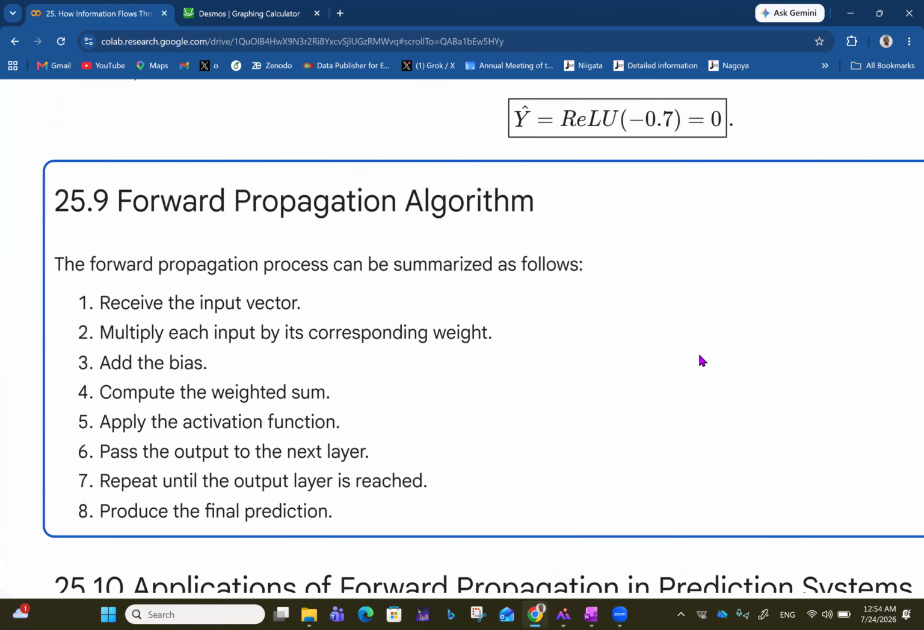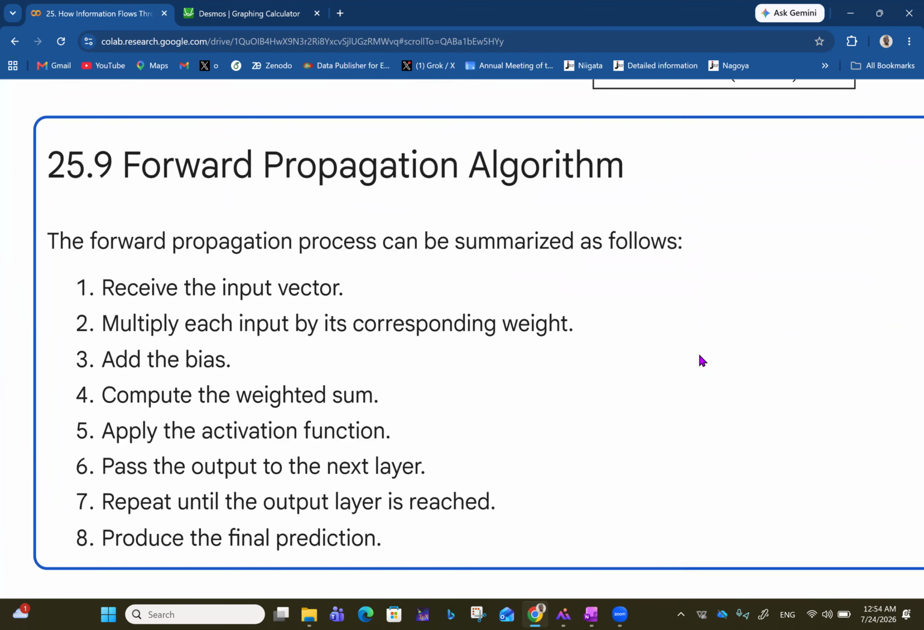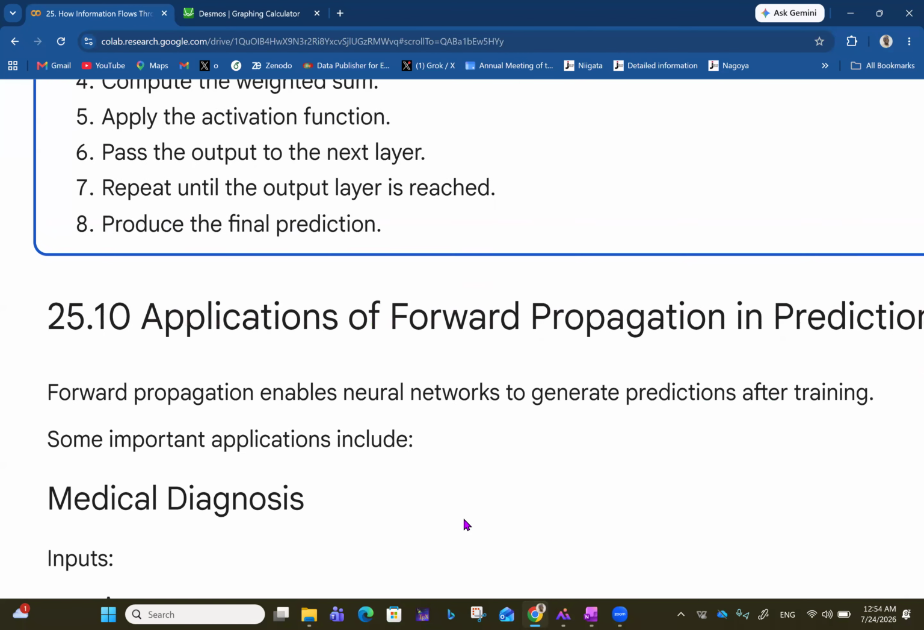Now let's talk about the forward propagation algorithm. The forward propagation process can be summarized as follows. First of all, receive the input vector, multiply each input by its corresponding weight, add the bias, then compute the weighted sum, and apply the activation function, whether it is ReLU, Sigmoid, Tanh, and so on. Then you pass the output to the next layer, repeat until the output layer is reached, and produce the final prediction like we just did now.